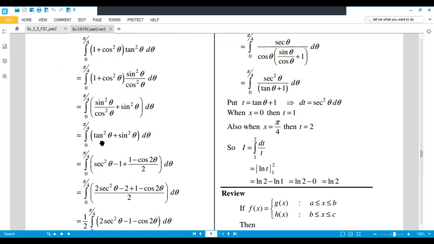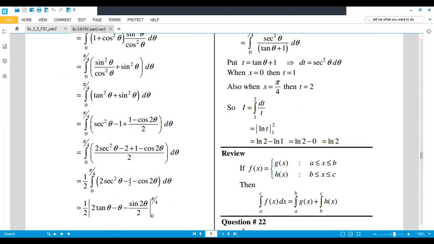Now tangent square theta we write as secant square theta minus 1, and sine square theta we write as 1 minus cos 2 theta divided by 2. We studied all these formulas in first year, that sine square theta is 1 minus cos 2 theta divided by 2, and cos square theta is 1 plus cos 2 theta divided by 2. Here we take the LCM, this 2 will come with secant square and with minus 1. So minus 2 plus 1 we get minus 1.